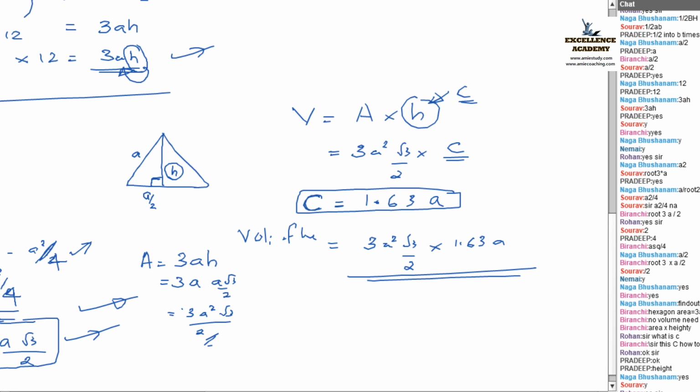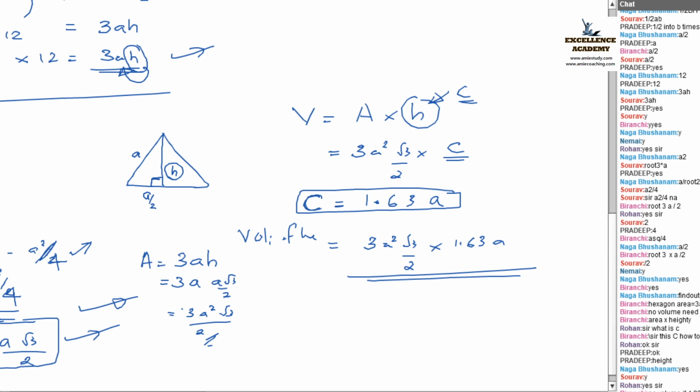Next we have to find out the relationship between A and R. The volume is 4.3 A cube, or 3 root 3 by 2 into 1.63 A cube. That is the volume. When you multiply that, you will get that sum.